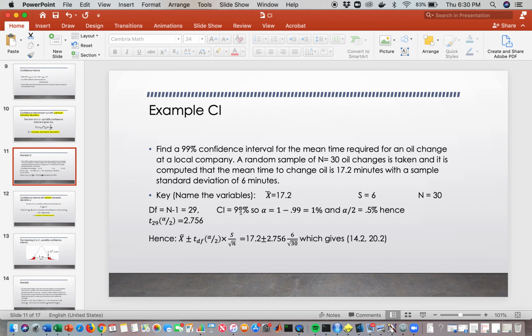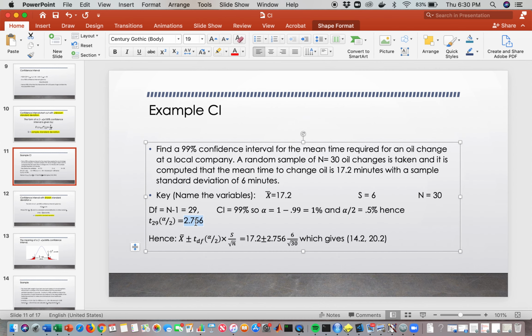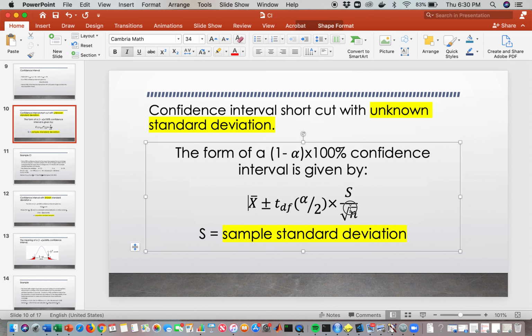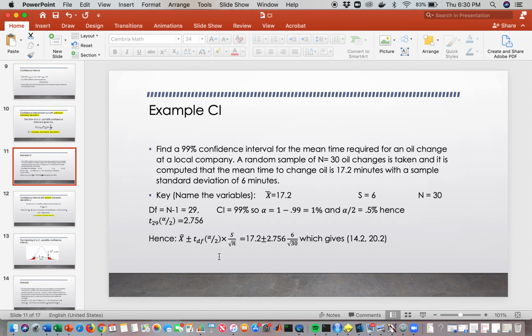The confidence level is 99%, so I calculate alpha over 2 as 0.5%. Using the table or using R, I can calculate the corresponding percentile, which is 2.756. Now, to calculate the confidence interval, I just plug those numbers into this formula and I'm done. I get 7.2 plus or minus 2.756 times 6 over root 30, which gives a mean time to change oil of between 4.2 minutes and 10.2 minutes.